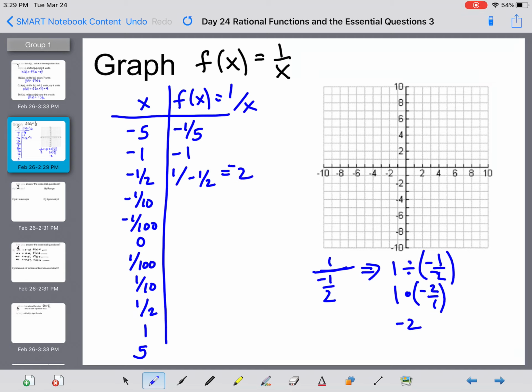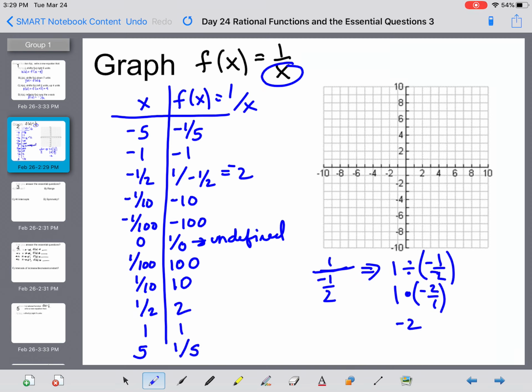So that same idea is going to happen with negative 1/10 when we plug it in. We're going to get negative 10, and we'd get negative 100 when we plug in negative 100th. Now, when I plug in 0, that gives me 1 over 0. And this function, or that value, is actually undefined because 0 is not a part of the domain. 0 would actually make the denominator 0 there, and we can't have that. Let's plug in the rest of the values, and we end up with some numbers like that. So do the best you can to get these sketched.